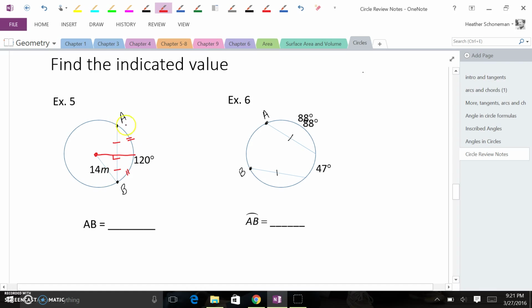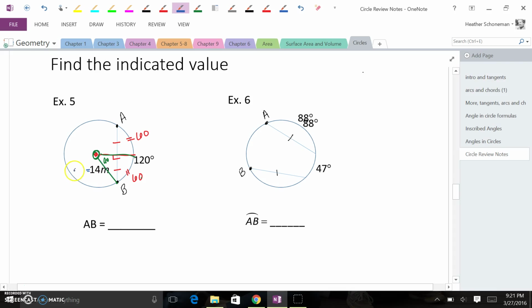So now instead of the arc being the whole thing 120, the two halves are 60. This is also helpful because this, with the vertex on the center, formed by two radii, is a central angle. So the angle has to match the arc. So this here is 60 degrees. So what we created is a 30, 60, 90.